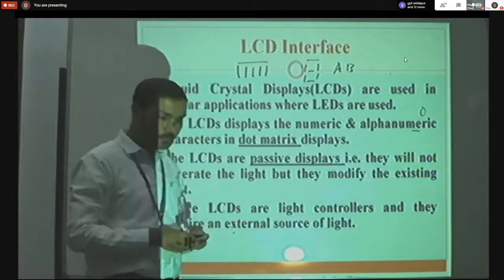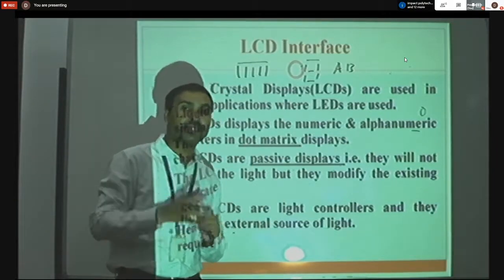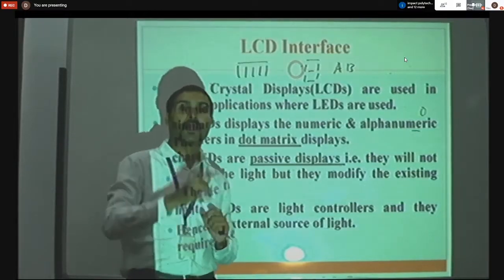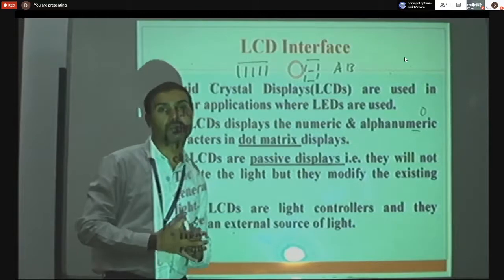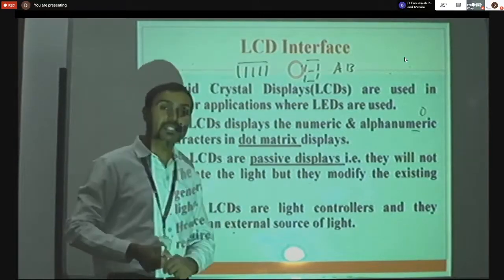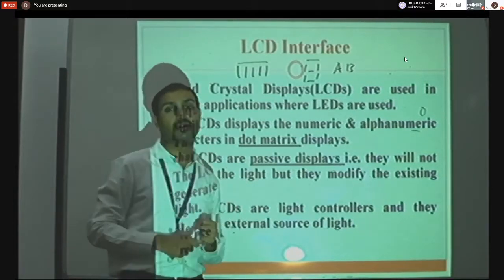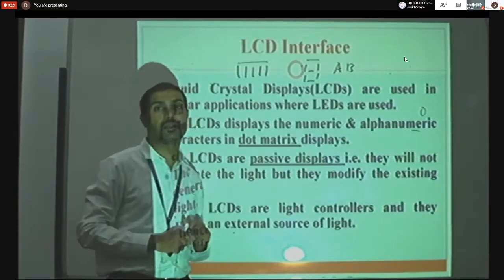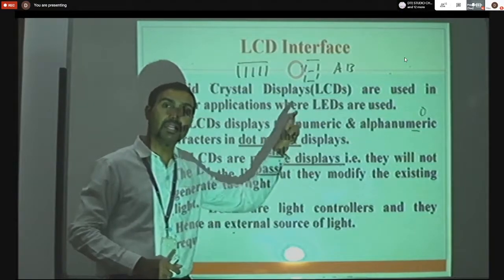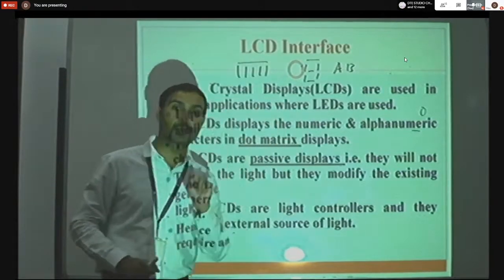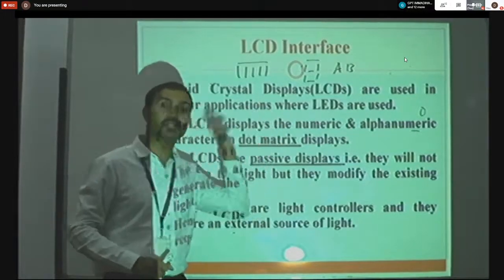Earlier I told you that in this 7-segment we are using LED, light emitting diode. The cost of the light emitting diode is more because it consumes more power. But the cost of the LCD is less because it consumes low power. That is the main advantage. Consider the 7-segment, that is the LED, and this is the LCD. LED consumes more power, so the cost is more. But LCD consumes less power, so the cost is less.